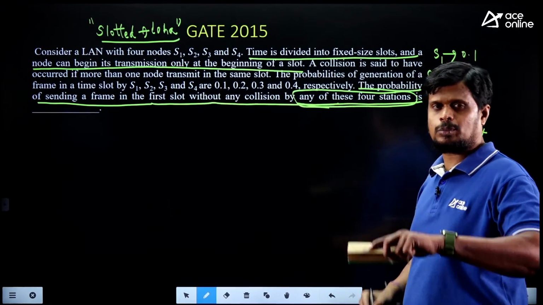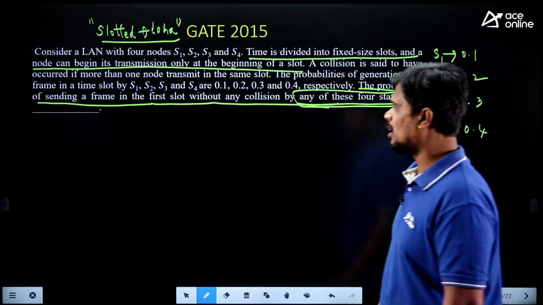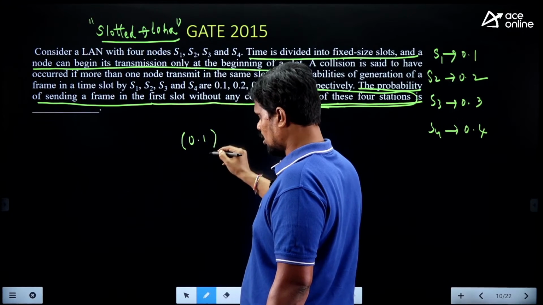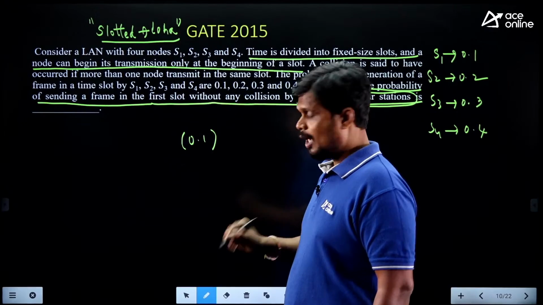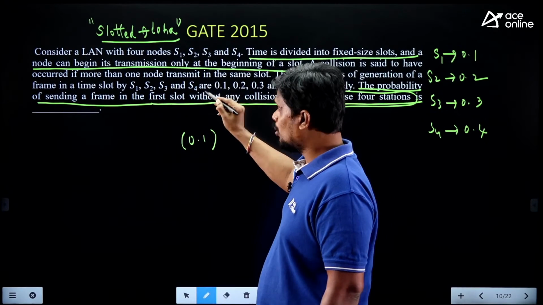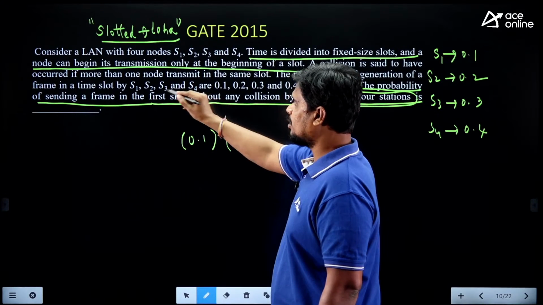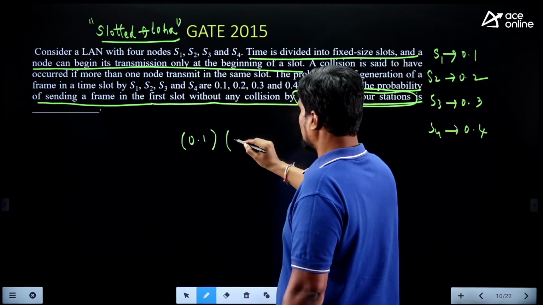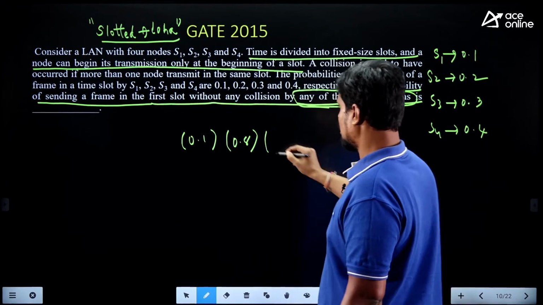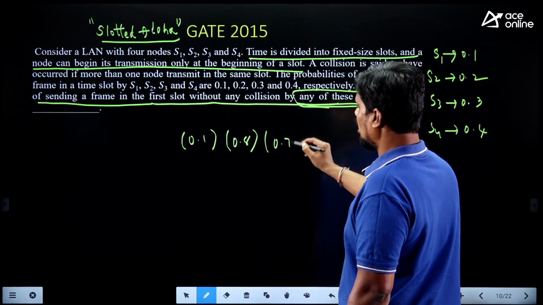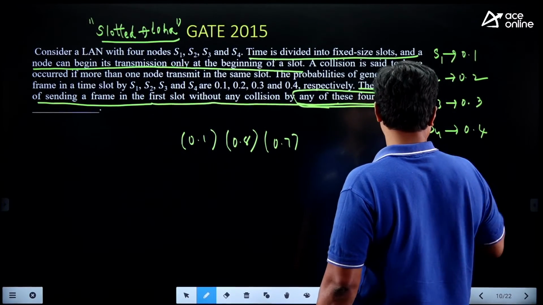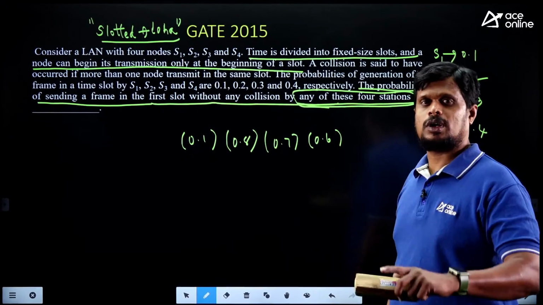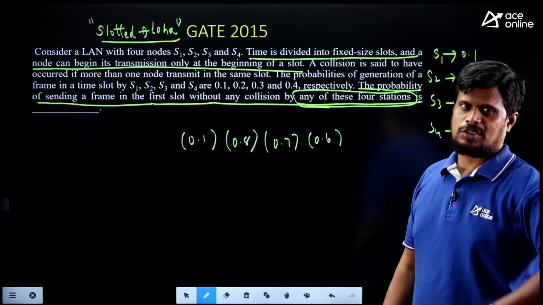So we need to consider the probabilities of all the stations. If I want to allow only S1, then the probability is 0.1. And I should not allow S2, S3, S4 for avoiding the collision. So what is the not-sending probability for S2? The probability of sending a frame for S2 is 0.2, so for not sending it is 0.8, right? For S3 it is 0.3, for not sending 0.7. S4's probability is 0.4, for not sending it is 0.6. This is the probability for S1 to generate the frame in the first slot.